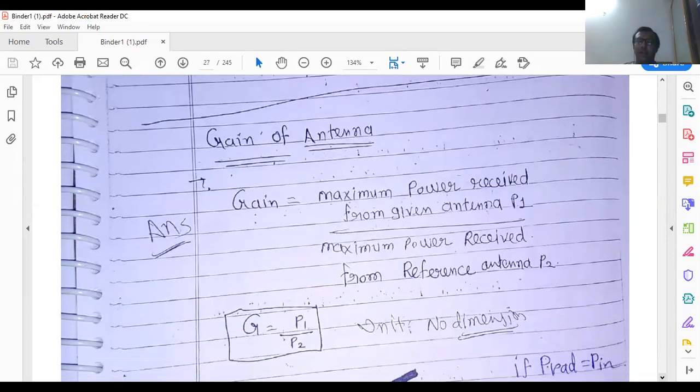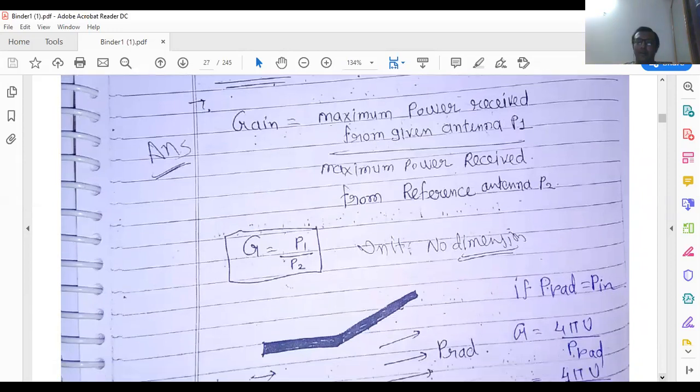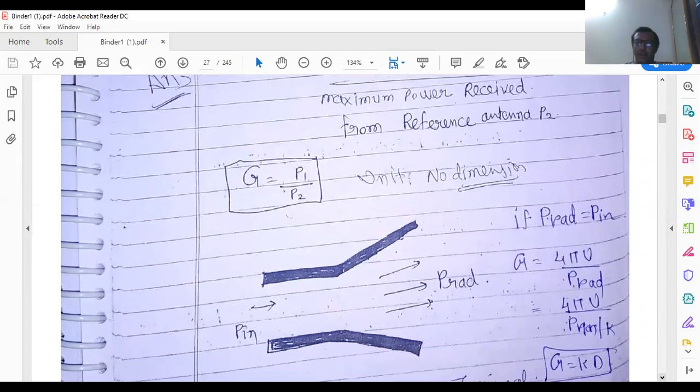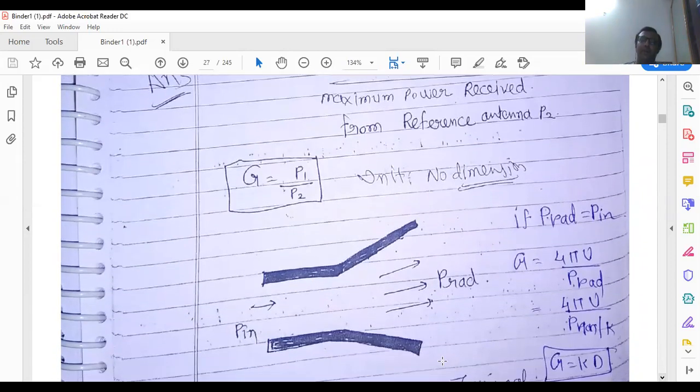Gain of the antenna means what? Input power, maximum power received from the given antenna, and maximum power received from the reference antenna. G equals P1 by P2, that is, received power divided by input power. Gain is a unitless quantity.